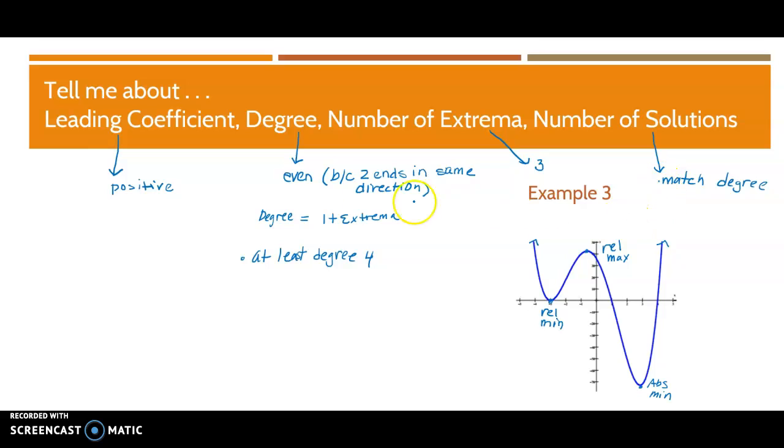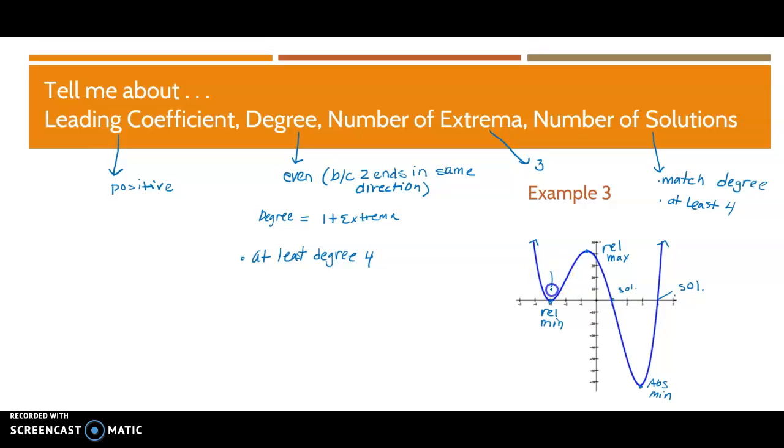So based on what we had figured out over here at the degree of at least 4, we know that there are at least 4. And we actually see 4 on the graph. So we see a solution here, which would be a 0. We see another solution here.